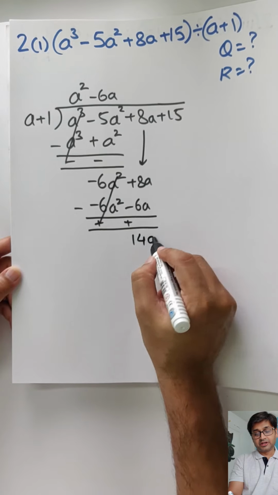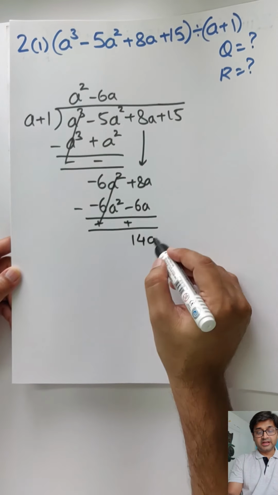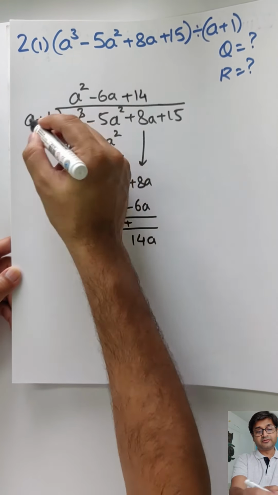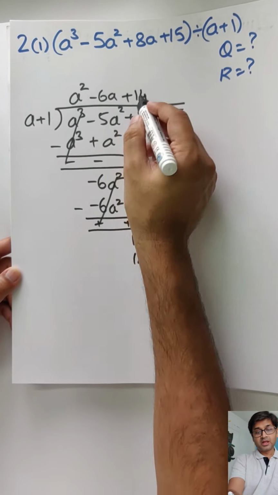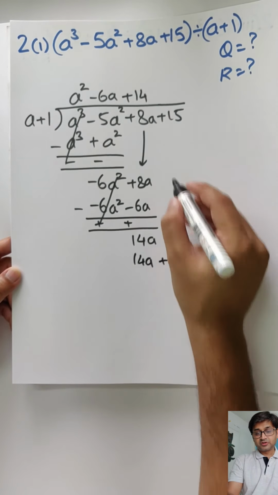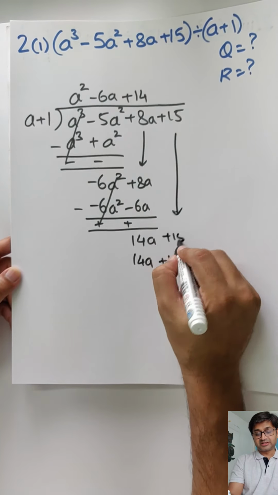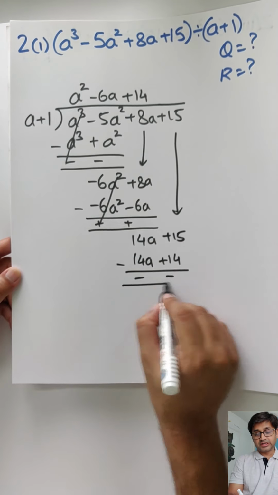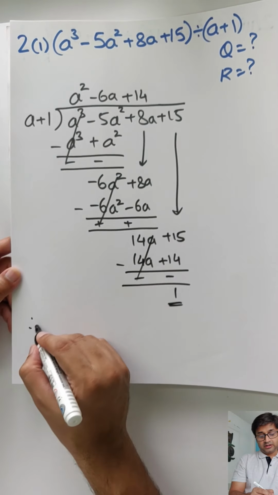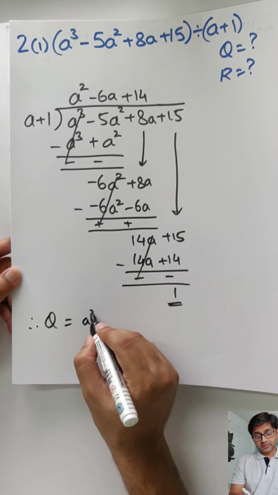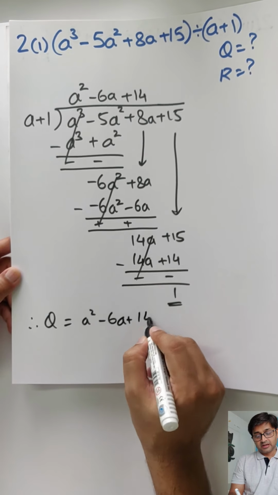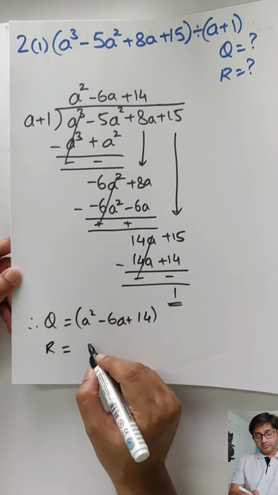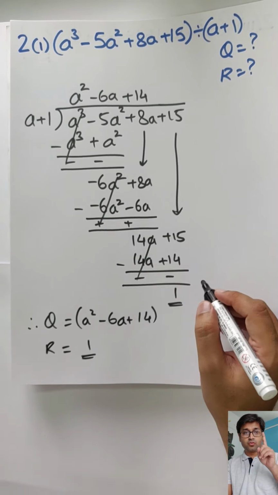14a cancels and I get 14a. So 14a gets cancelled, so plus 14, 14 into a, 14a, 14 ones are 14. So I'm getting this one also down, so plus 15, signs change, 1. So therefore my quotient is a square, 6a, 14, and my remainder is just 1.